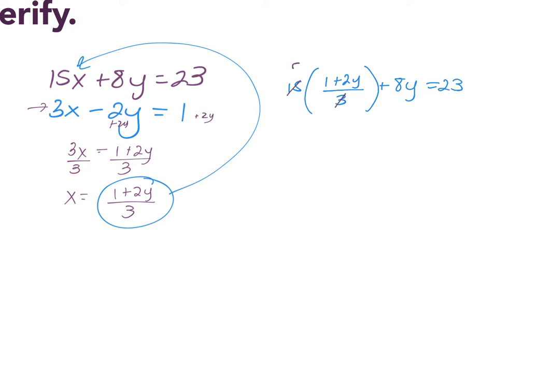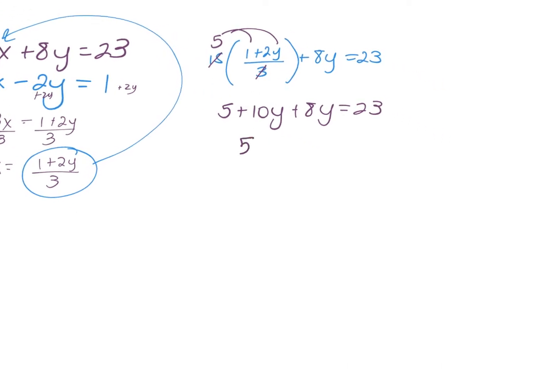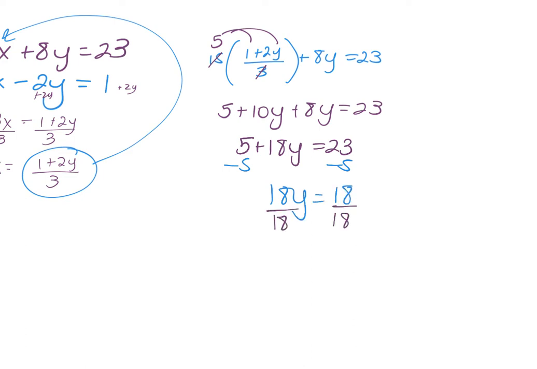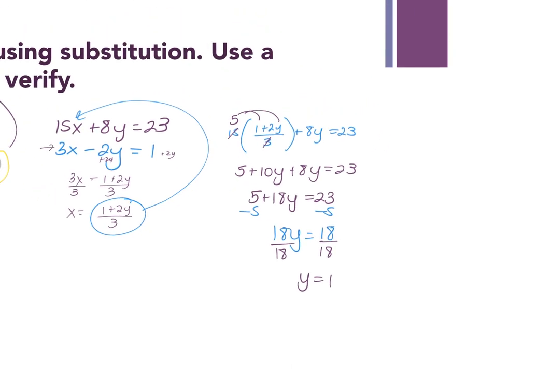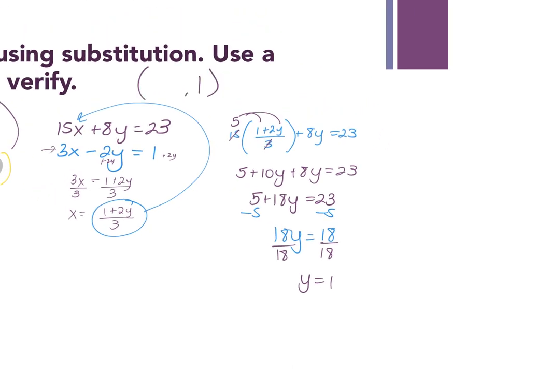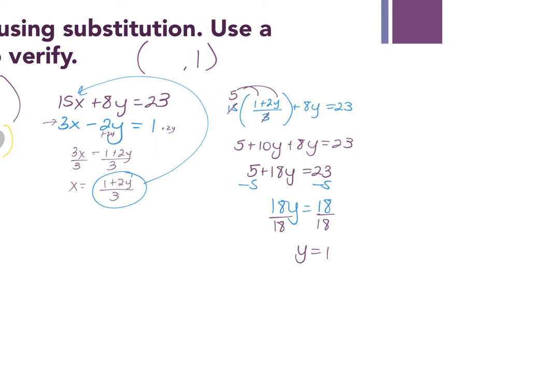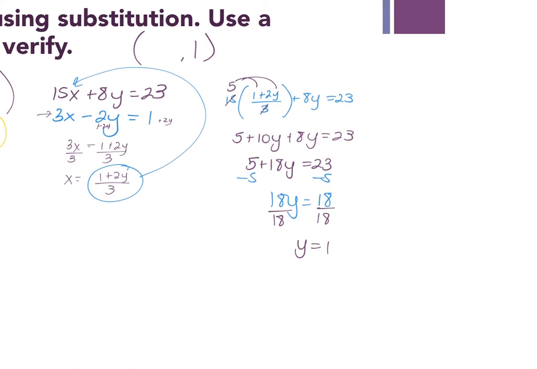3 goes into 15 5 times, and then I have to distribute that 5 to both the 1 and the 2y. So 5 plus 10y plus 8y equals 23. 5 plus 18y equals 23. Subtract the 5. 18y equals 18. Divide by 18. Y equals 1. That's the y coordinate of my solution.